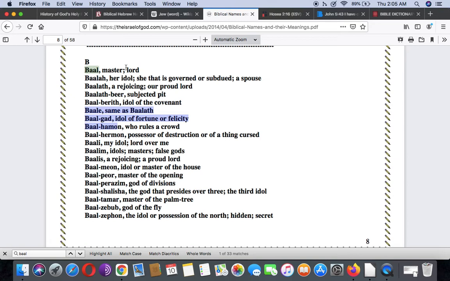Now look at this big trick. The big trick here, like I said in the first video, is that we all use the word Lord. You see how many times Satan's name means Lord? And look what Baal means: master, Lord. Bala means idol. The Almighty doesn't deal with idols. Right? You go down here, you see Baal, same as Bala.